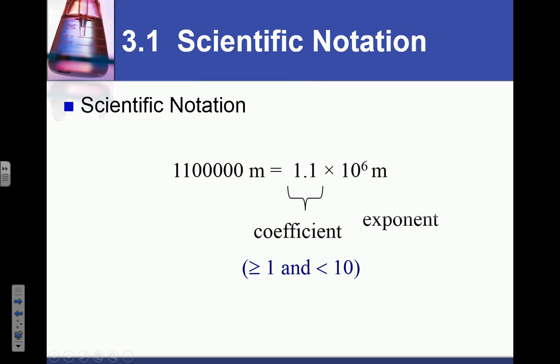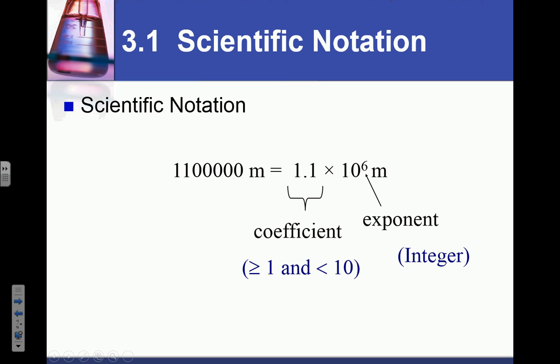And then at the end, we have the exponent. The exponent is literally telling us how we mathematically manipulate that coefficient. 10 to the 6th means we're going to multiply 1.1 times 10, 6 times. And that's literally going to move the decimal 6 places to the right. That then gives us our 1,100,000. Now the rule for our exponent is it has to be some integer. So it could be -1, -2, -3, 0, 1, 2, 3. It's going to be some integer.